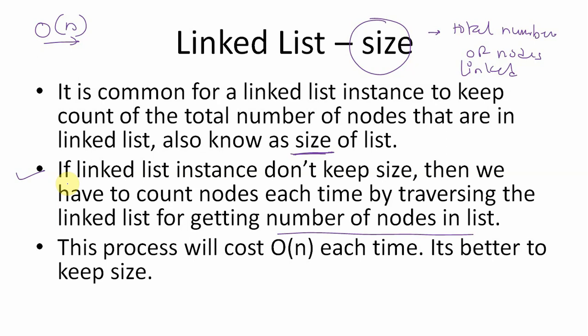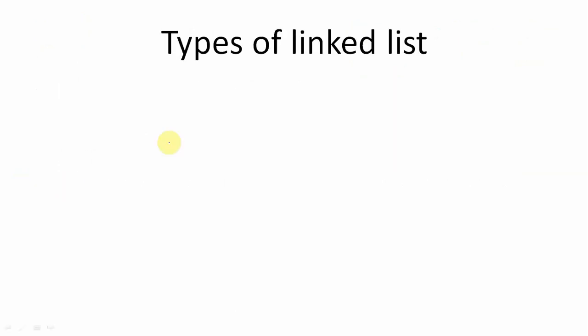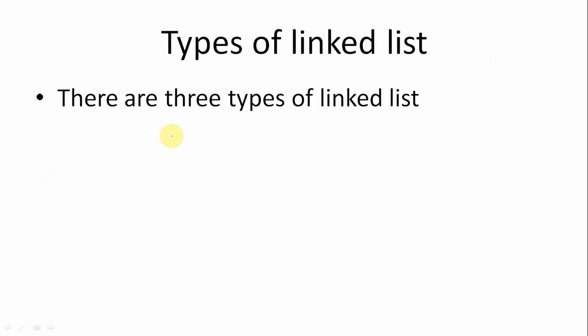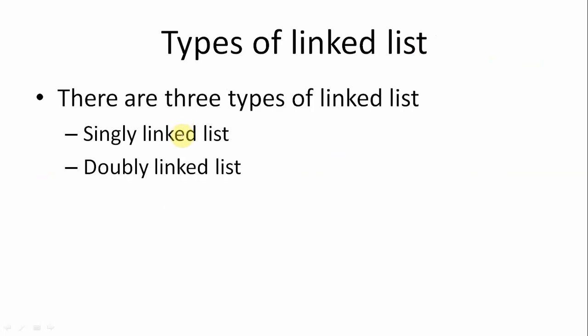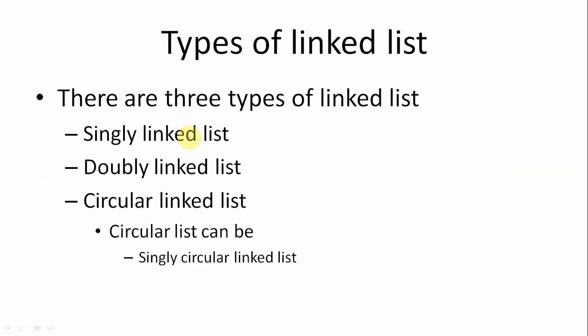So we'll keep size in our implementation. Now we'll discuss the types of linked list. There are three types of linked list: singly linked list, doubly linked list, then comes circular linked list. Circular linked list can be of singly circular and doubly circular linked list. So there are basically three types, and the circular also contains singly and doubly type.